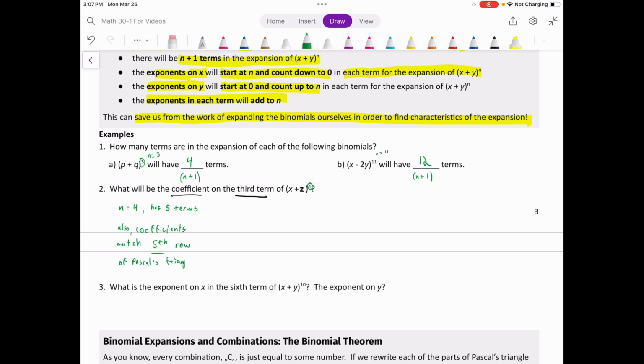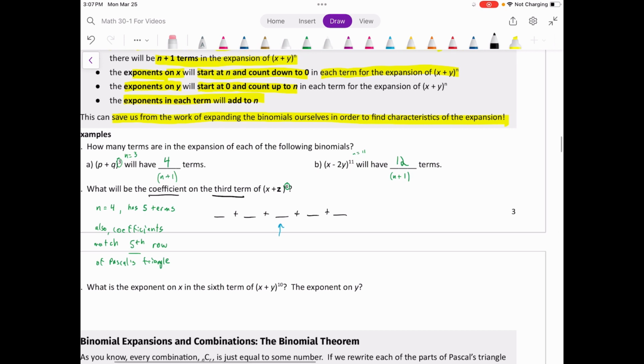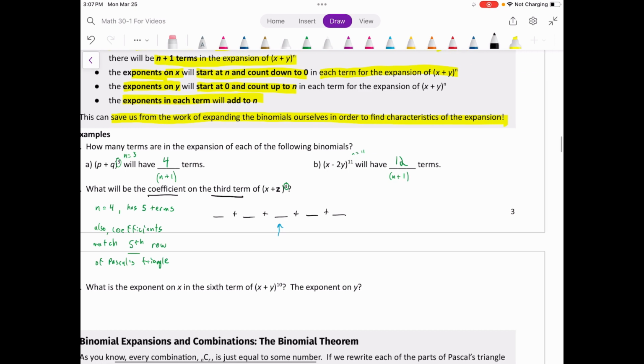So what we're thinking of here, we know it's going to have 5 terms: 1 term, 2 terms, 3 terms, 4 terms, 5 terms. We're interested in what is the coefficient on this term. Well, again, we know that these will follow Pascal's triangle.